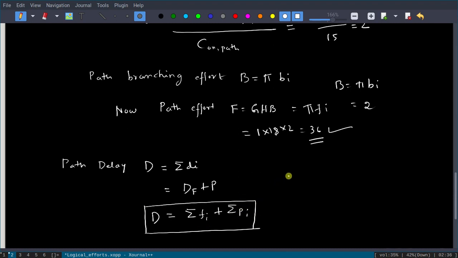We discussed this before: the delay is equal to F plus P, where F is effort delay and P is parasitic delay. If you consider the complete path, then it will be the summation of Fi. You have to add all the efforts and the parasitic delay. If you add these two, then we will get the complete path delay.